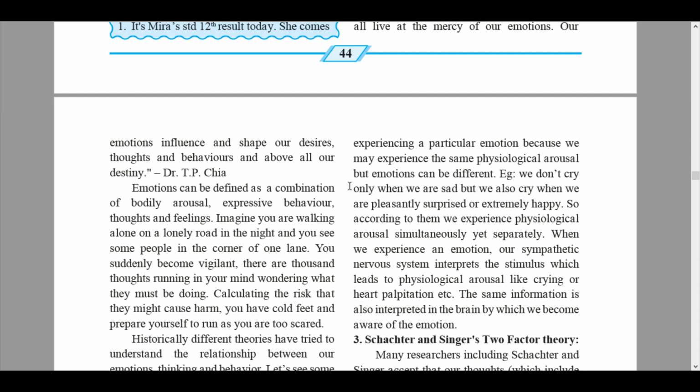It's not definite actually. Emotions can be defined as a combination of bodily arousal, expressive behavior, thoughts, and feelings. Imagine you are walking alone on a lonely road at night and you see some people in the corner of one lane. You suddenly become vigilant. There are a thousand thoughts running in your mind, wondering what they must be doing, calculating the risk that they might cause harm. You have cold feet and prepare yourself to run as you are too scared.